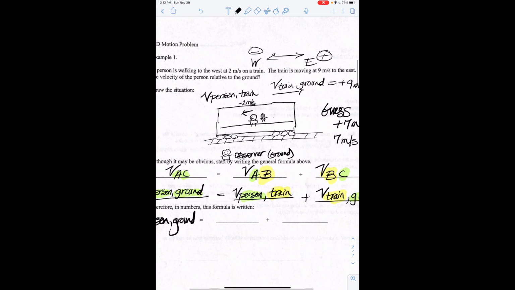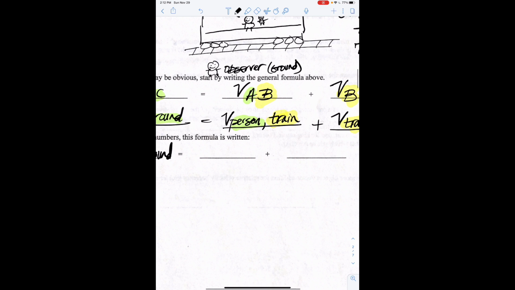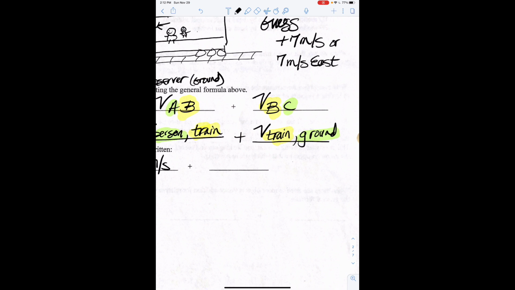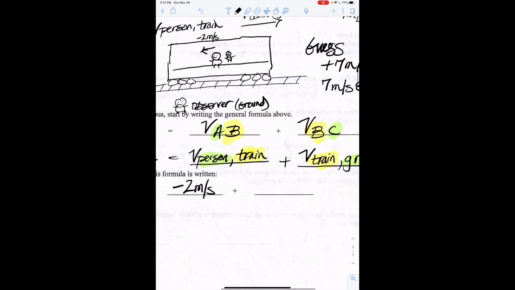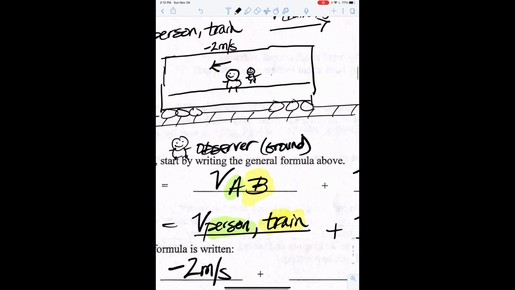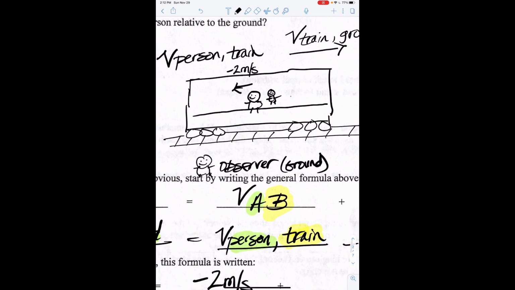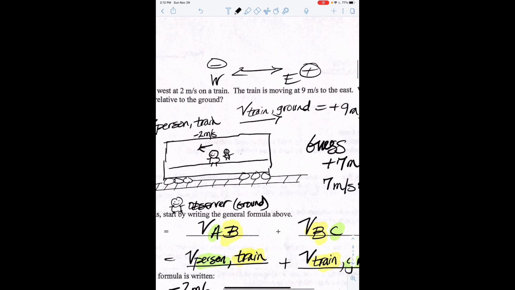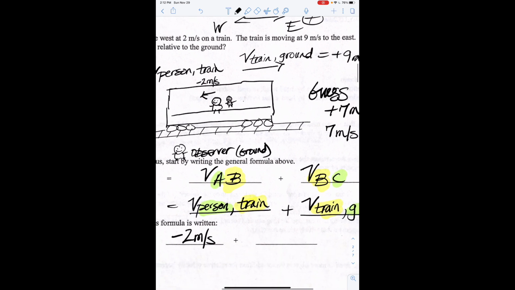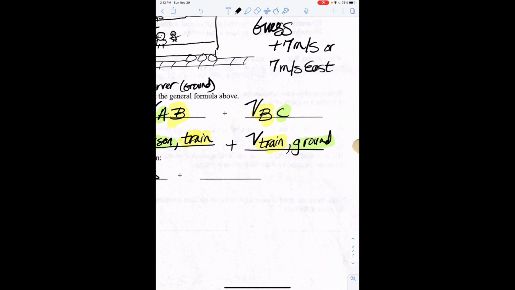All right, so we're going to say then the velocity of the person relative to the train is negative 2 meters per second. And then what is the velocity of the train relative to the ground? Well, this is just if you're the observer now, the ground, and you can't see into the train. You just see this train going by. You'd be like, oh yeah, that train's going past at 9 meters per second. I don't know if there's any people on it or whatever, but it's moving at 9 meters per second to the east. So the velocity of the train relative to the ground, the train's moving at 9 meters per second east, or positive 9.